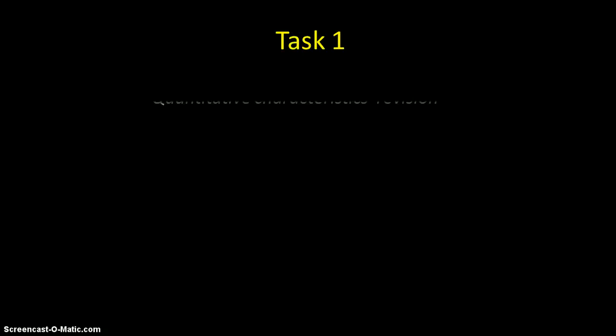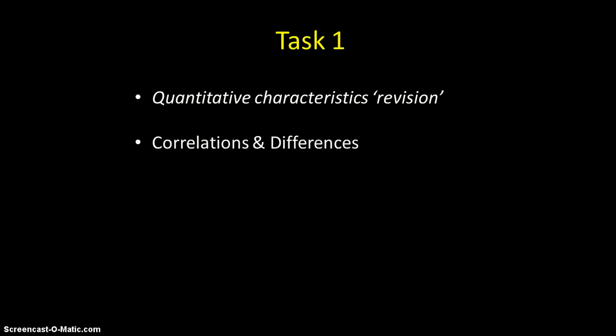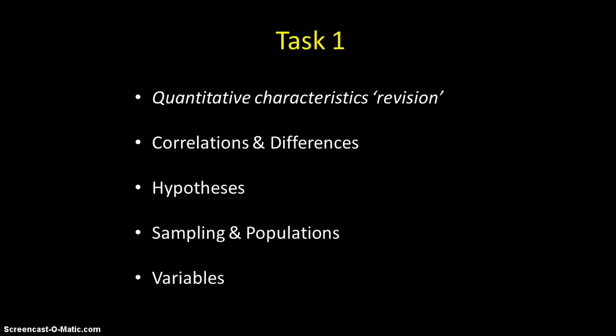So, in summary, task 1, we've very quickly gone through a recap of what quantitative characteristics are for data analysis, correlations and differences, hypotheses, sampling and populations, and finally variables. And again, this will be written up inside your assignment brief for task 1.